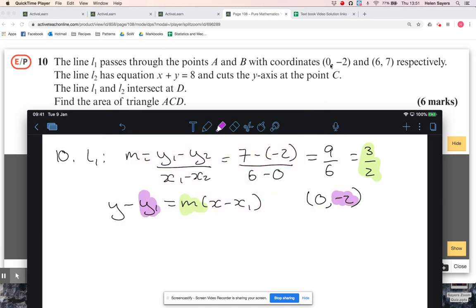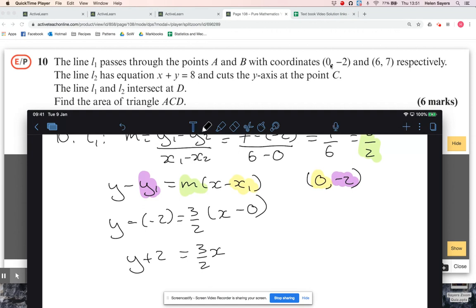So there is my y-coordinate, and there is what I'm going to use for x1. So it's y minus -2 is my gradient times x minus 0. So that's going to become y plus 2, and then if I multiply those brackets out, I've just got 3 over 2x. And that's not my final answer. So I'm not even going to worry at this stage about rewriting that in any particular form, because what I want that for is to find where it intersects line 2.